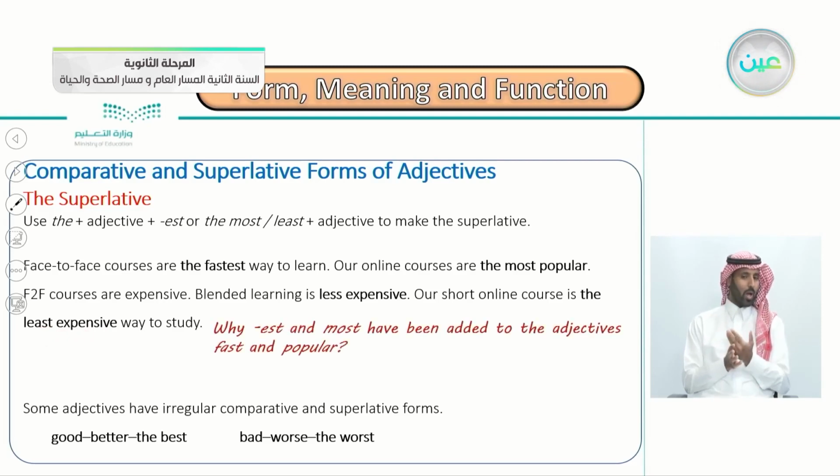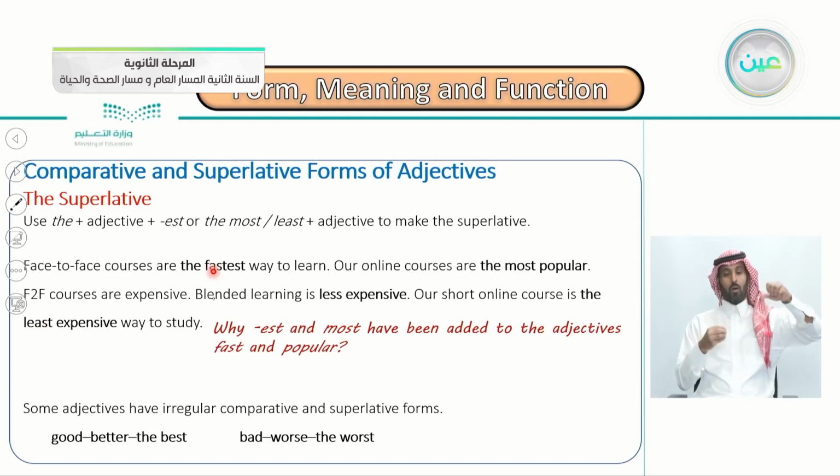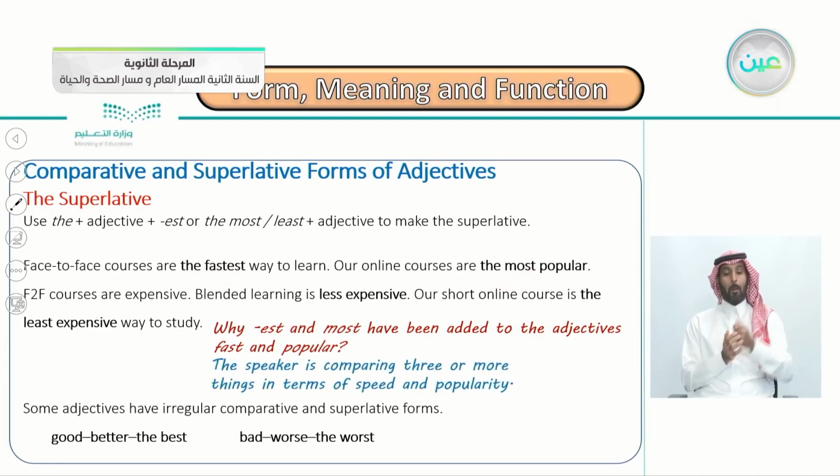Why have est and most been added to the adjectives fast and popular? So the adjective fast, we added est, and the adjective popular, we added the word most. Again, the speaker is comparing three or more things in terms of speed and popularity.